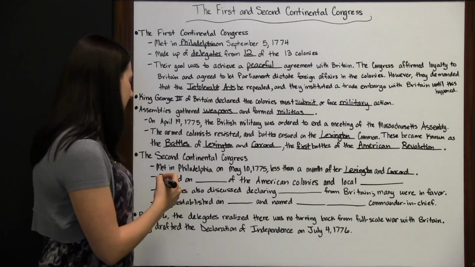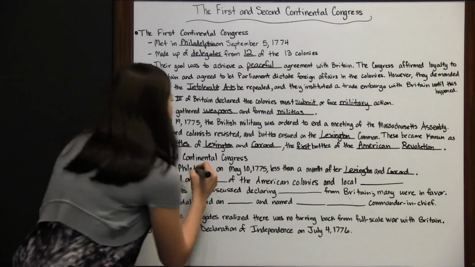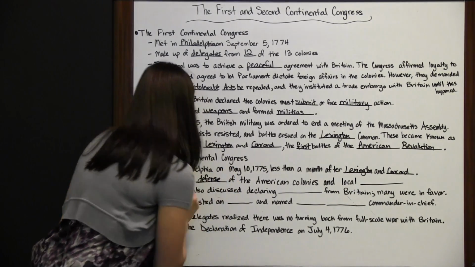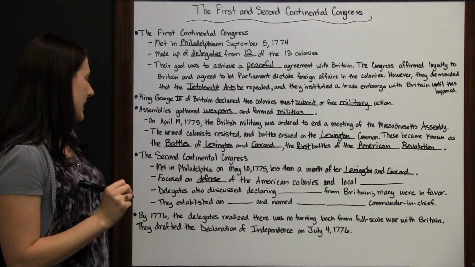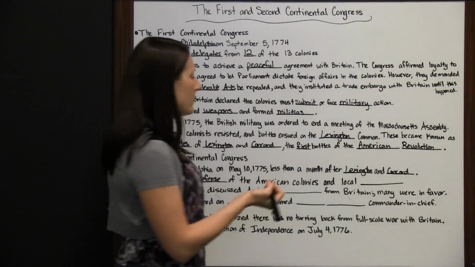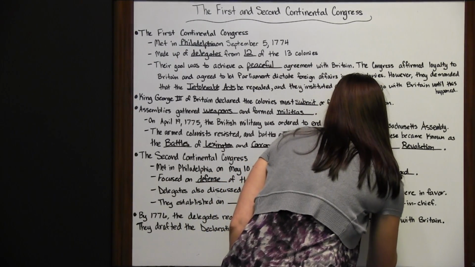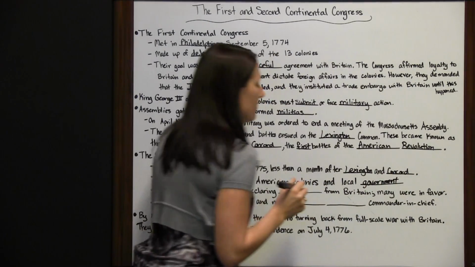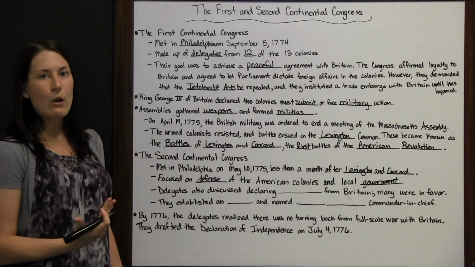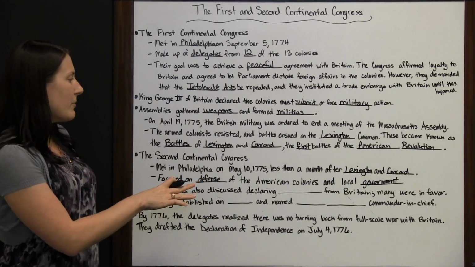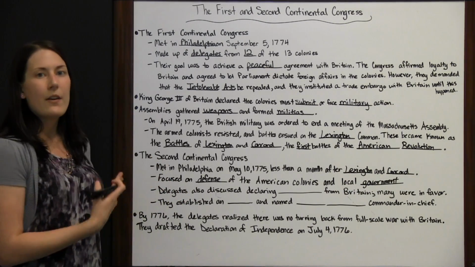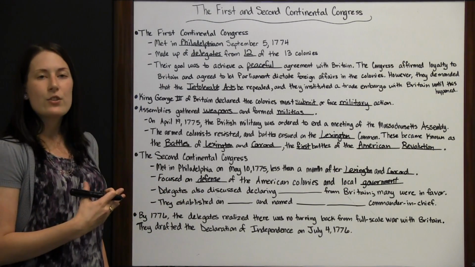So they focused on the defense of the American colonies and local government. Since Britain had been in charge of their government before, they had to come up with their own local government system. So part of what they did was work on local government. Part of what they did was talk about their defense. What were they going to do?